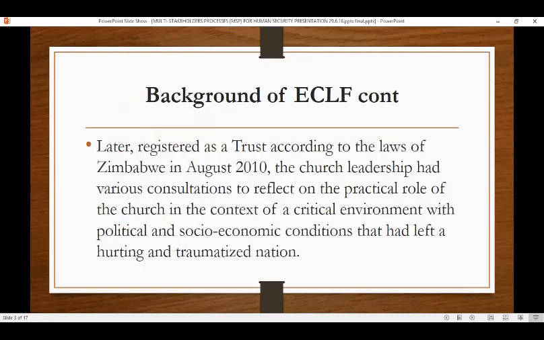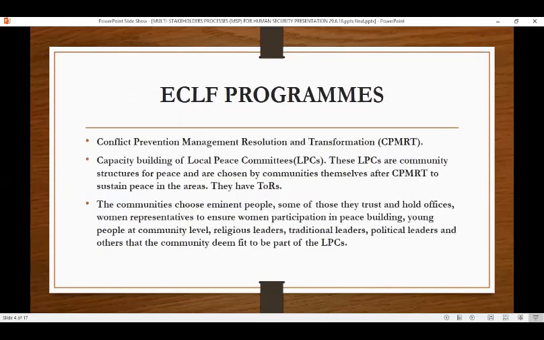The church leadership, in various consultations, had to reflect on the practical role of the church in the context of a critical environment with political and socio-economic conditions that had left a hurting and traumatized nation. And out of that, the Ecumenical Church Leaders Forum had to sit down and say, we have got a traumatized nation, we have got people who are hurting, people who are not secure, people who have lost their human security. How can we make sure that people can actually work and do things within their communities?